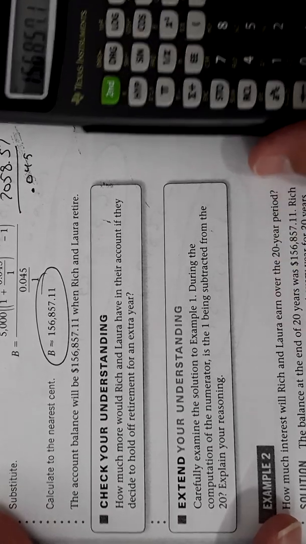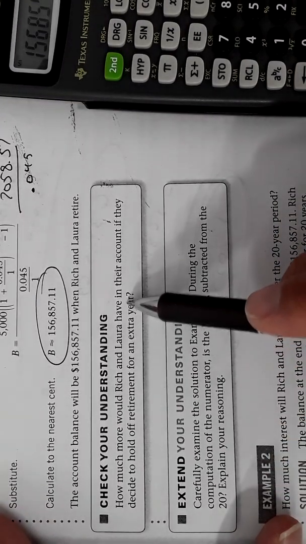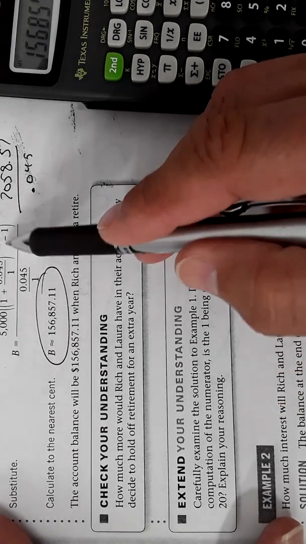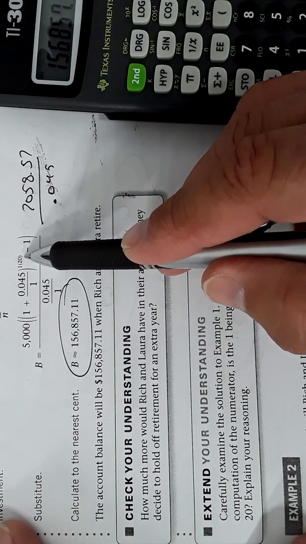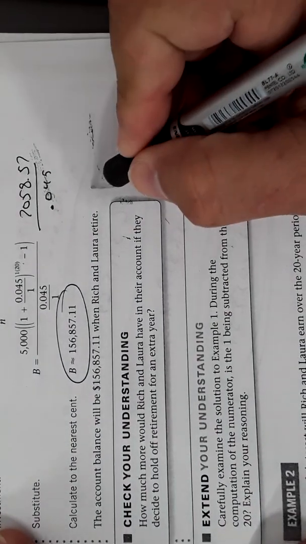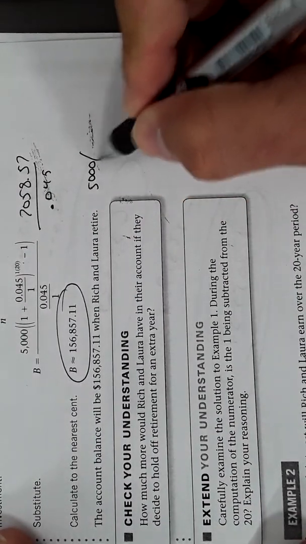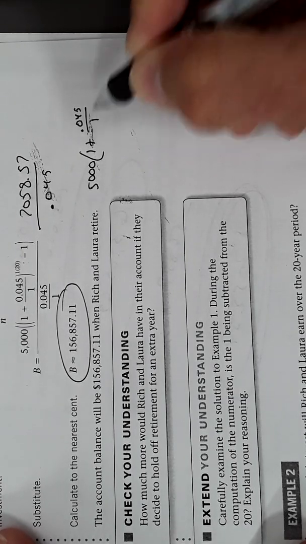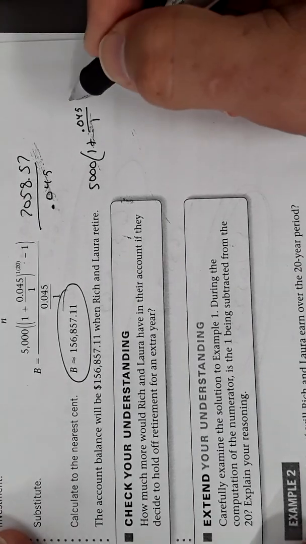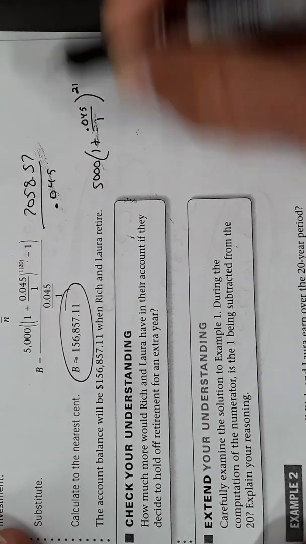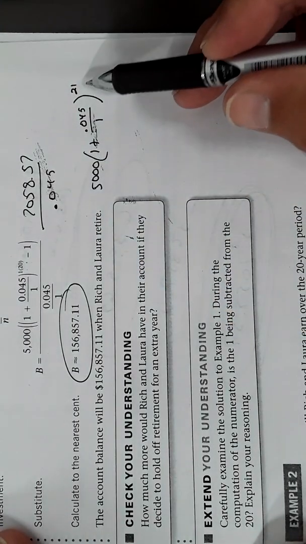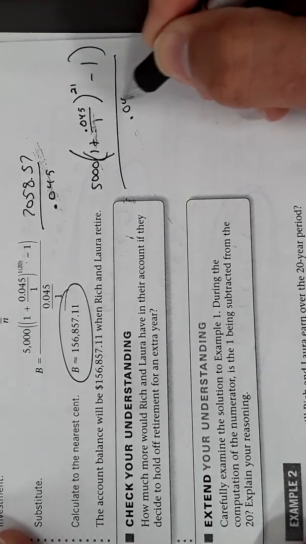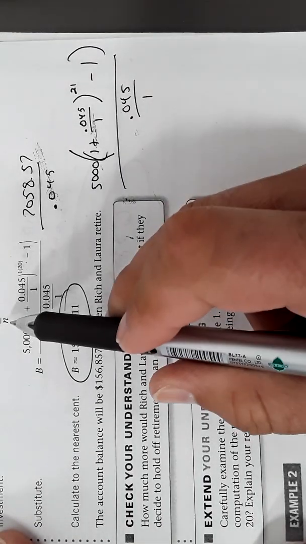So let's try another one. How much more would Rich and Laura have in their account if they decided to hold off retirement for an extra year? So instead of 20 years, it's going to be 21. So we're going to set it up the same way. $5,000 invested periodically, 1 plus the rate over the number of times it compounds annually, which is 1, all to the 21st power, 1 times 21 now, minus 1, all over 0.045, the rate over N.